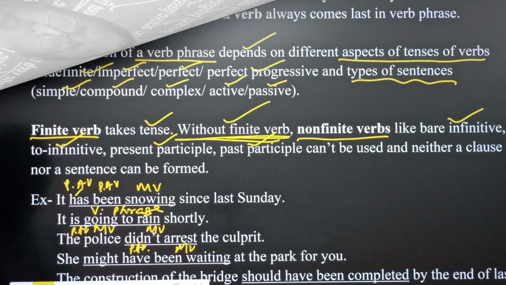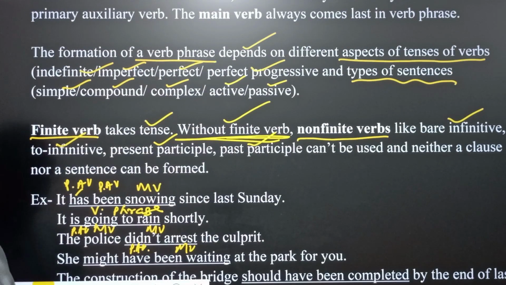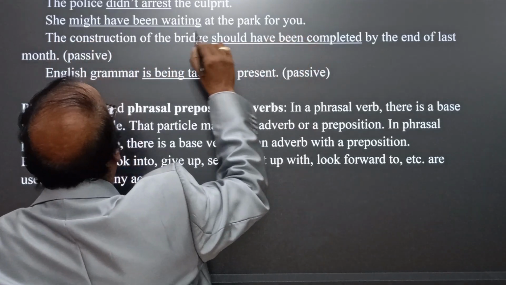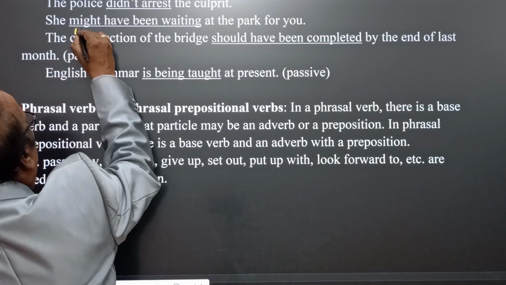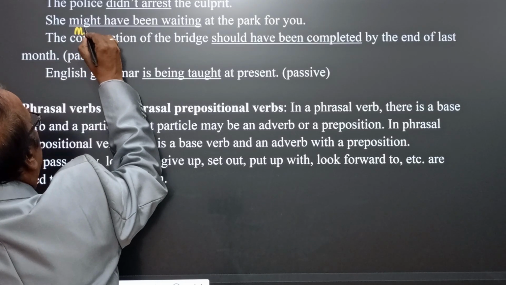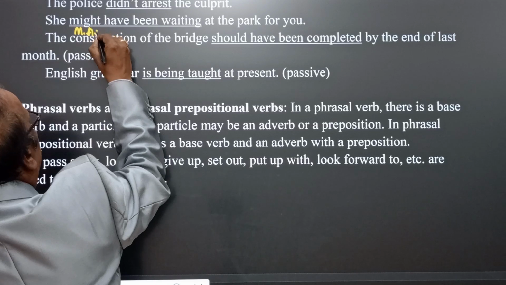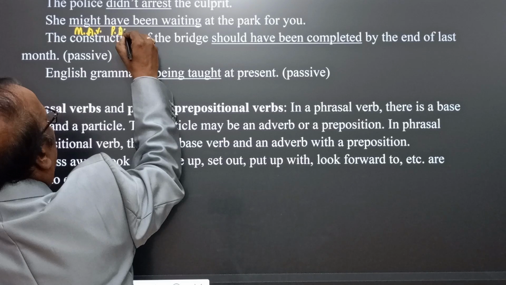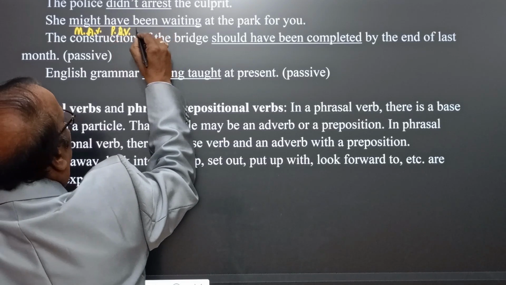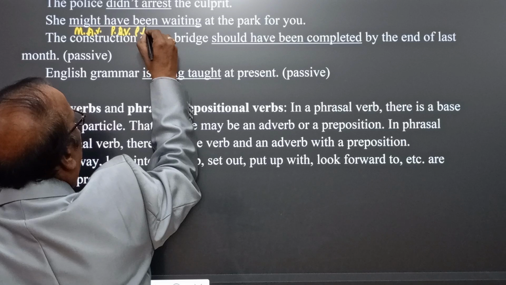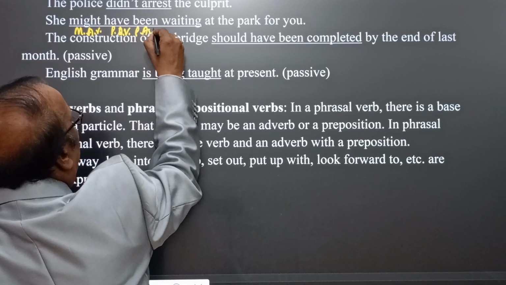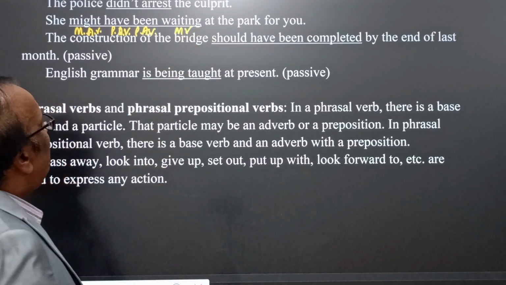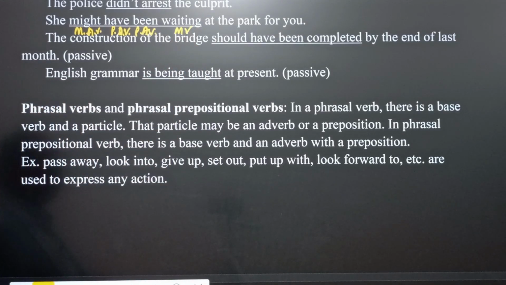She might have been waiting. Now, she might have been waiting at the park for you. Might is a modal auxiliary verb, and have is a primary auxiliary verb, and here been is also a primary auxiliary verb, and waiting is the main verb. Remember, she might have been waiting.